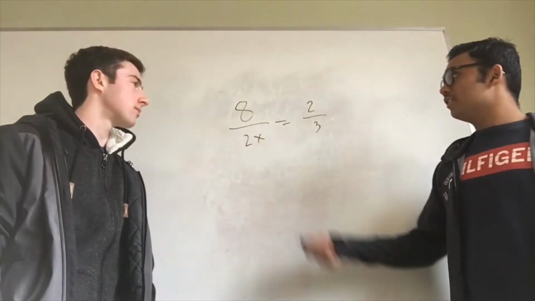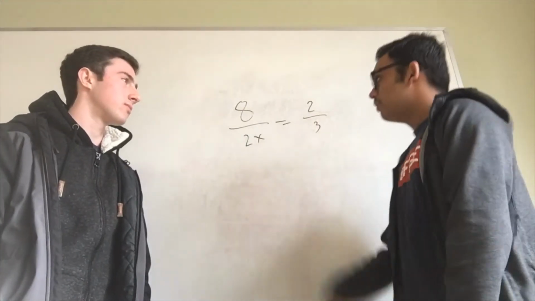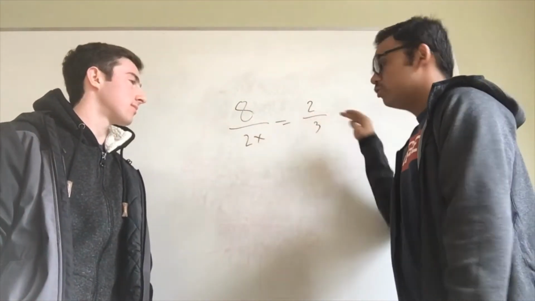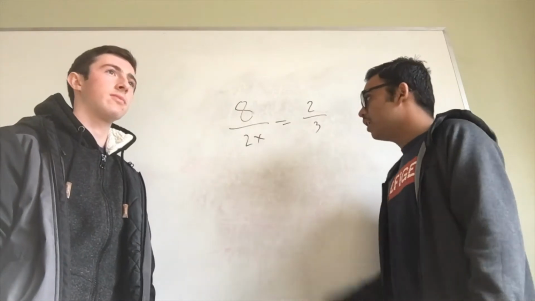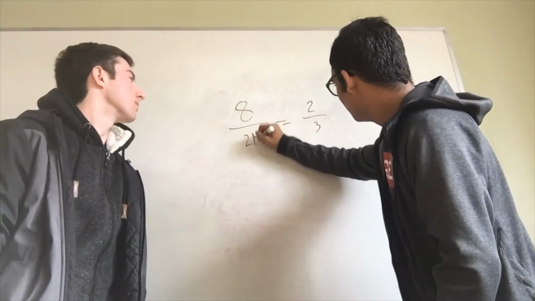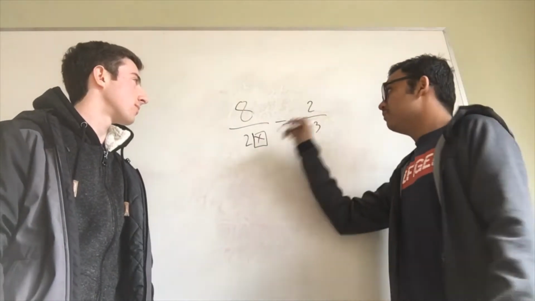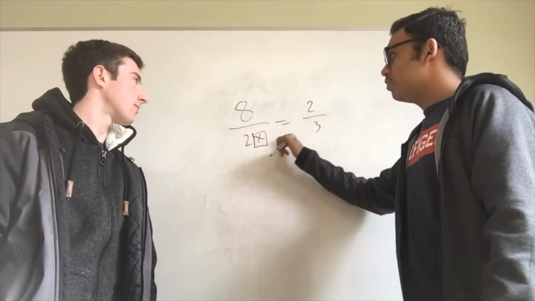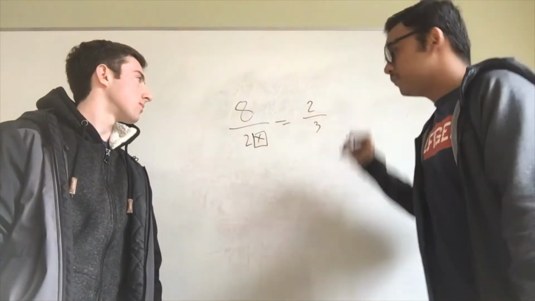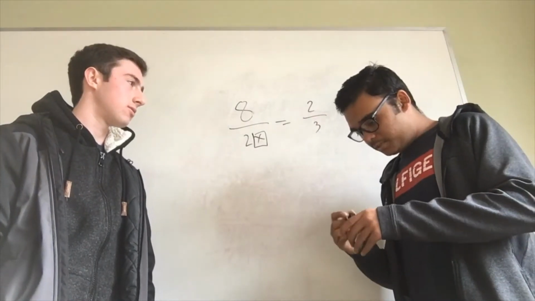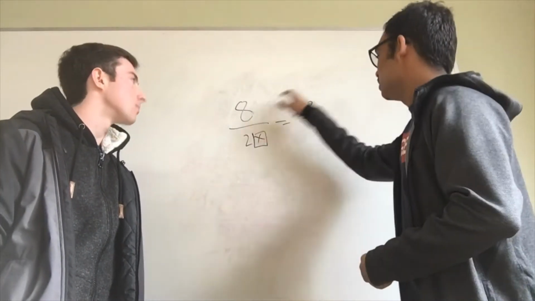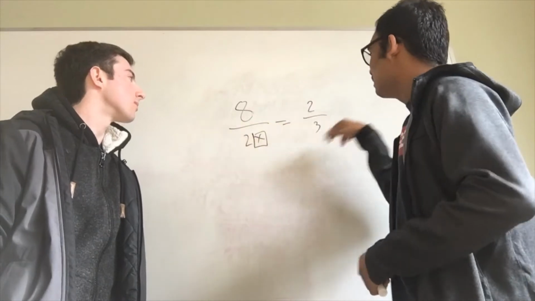This is our problem that we're going to do today, where we have 8 over 2x and 2 over 3. So basically for this, we all know that we got to find the x. We need to know what x makes 8 over 2x equal 2 over 3. In this process, we'll be cross multiplying: 2x times 2 and 8 times 3.